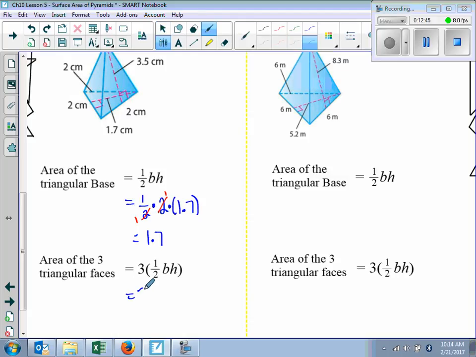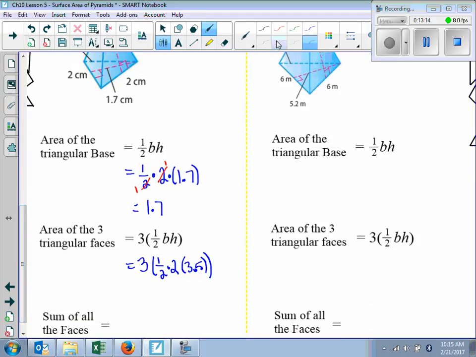So let's see, we've got 3, because we're going to multiply times the 3 faces, times 1/2, times the base, which was 2, times the height, which is 3.5. I'm going to put this in parentheses again. And of course, we're going to need 2 parentheses here like this, right? Okay. So now I can simplify.